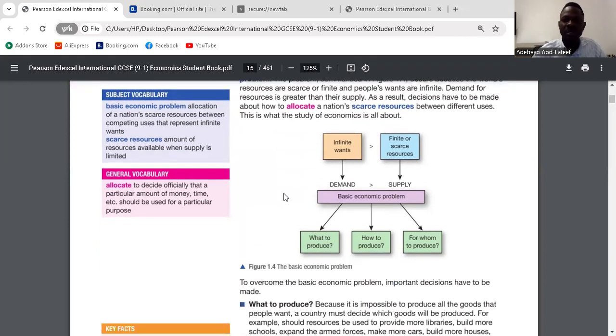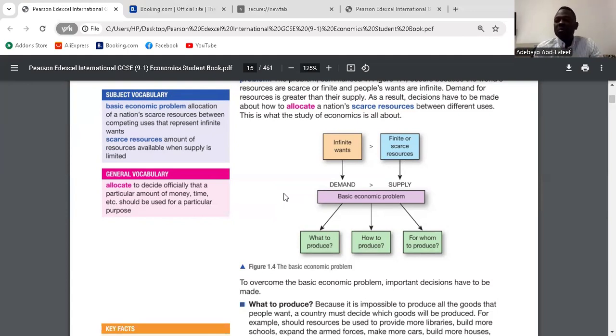So the basic economic problem is about the economic resources, which are factors of production. These are problems that we have to solve. How do we solve them? We solve them through allocation of resources. And for us to allocate resources, there are what we call the economic questions: what to produce, how to produce, for whom to produce. Are you with me? Yes.